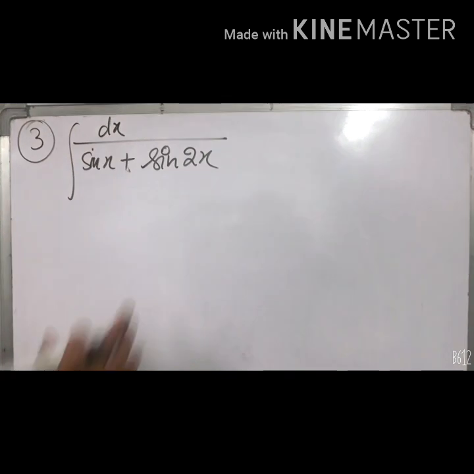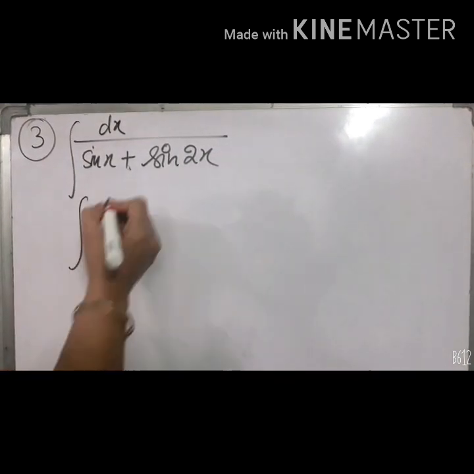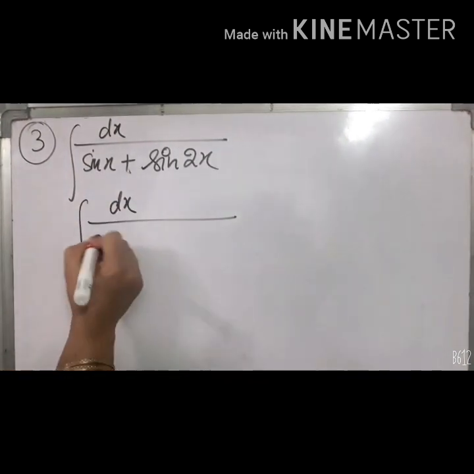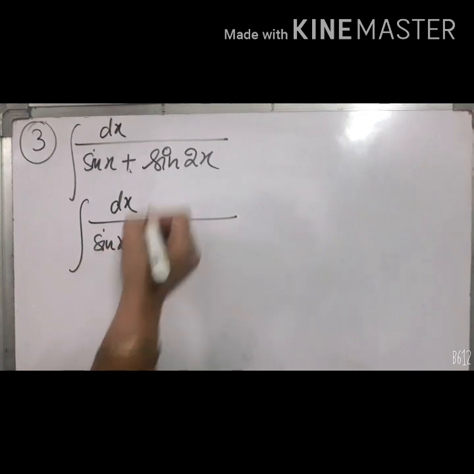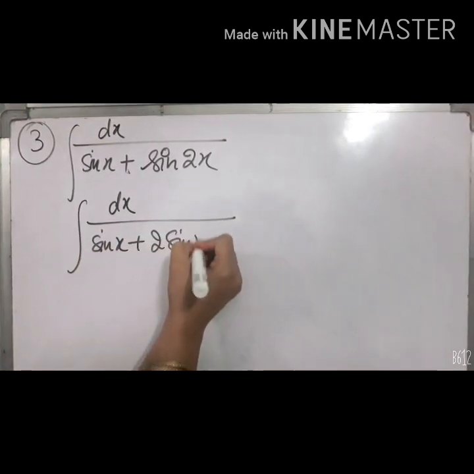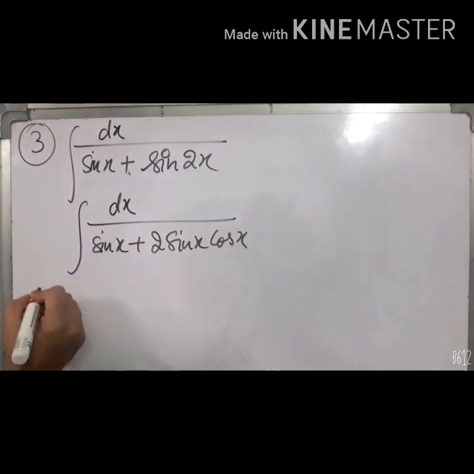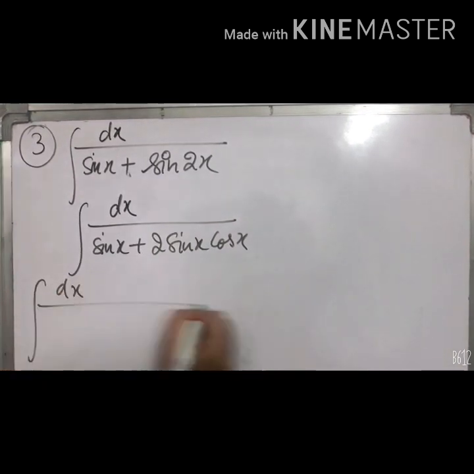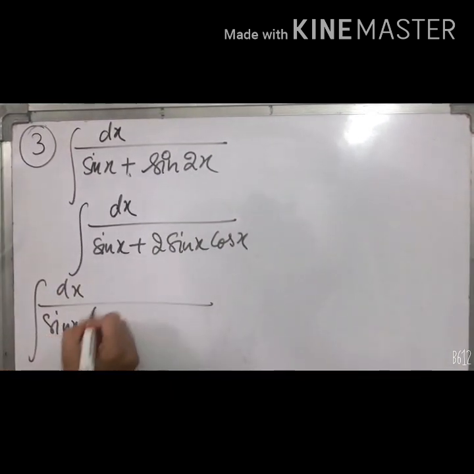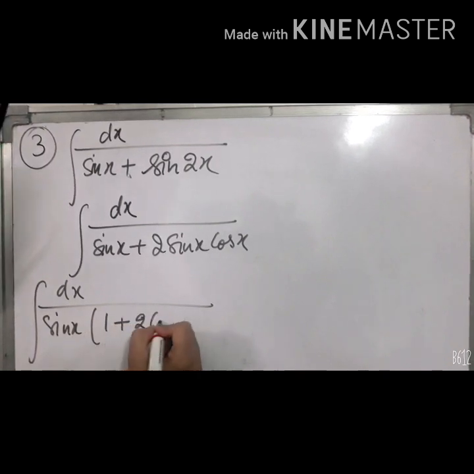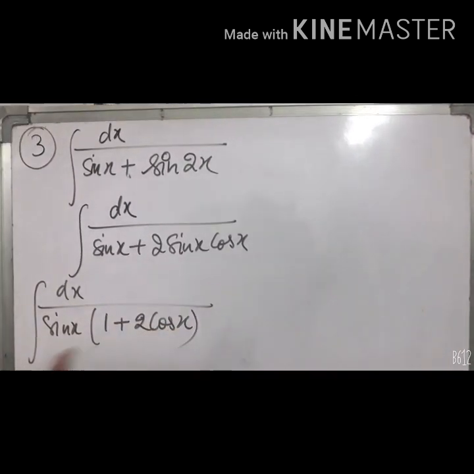dx by sine x plus sine 2x. What we will do, first of all, sine x plus sine 2x is 2 sine x cos x. Correct. Take sine x common. It becomes 1 plus 2 cos x. But I can't do anything.